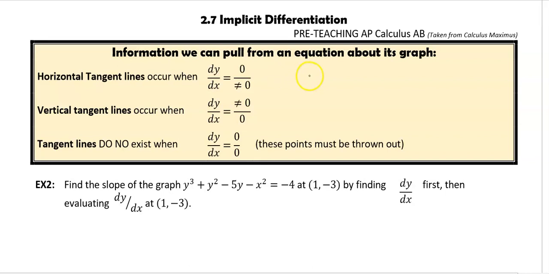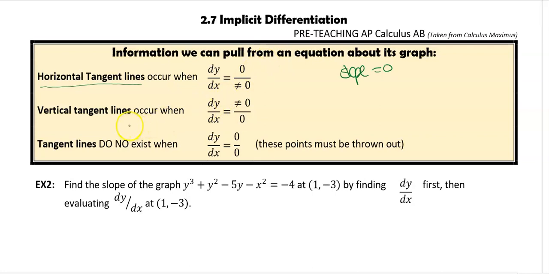Alright, so a couple of things we can pull from an equation about its graph. When we talk about horizontal tangent lines, we know that the derivative is equal to 0, the slope is 0. More specifically, what that means is your numerator is equal to 0, but obviously your denominator cannot because that's a problem. So it's when your numerator is set equal to 0.